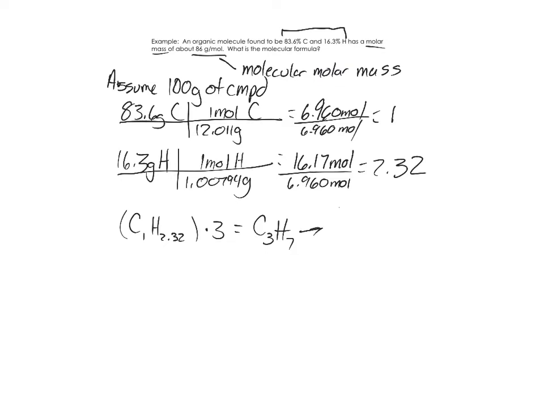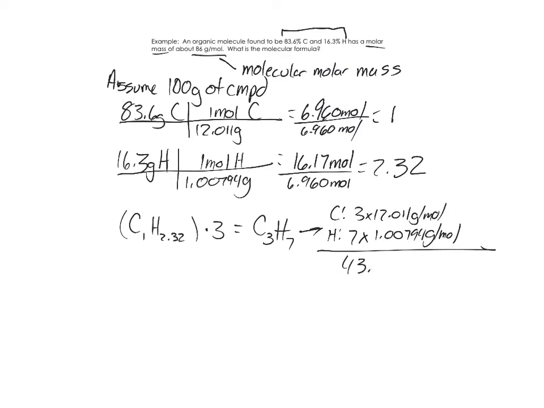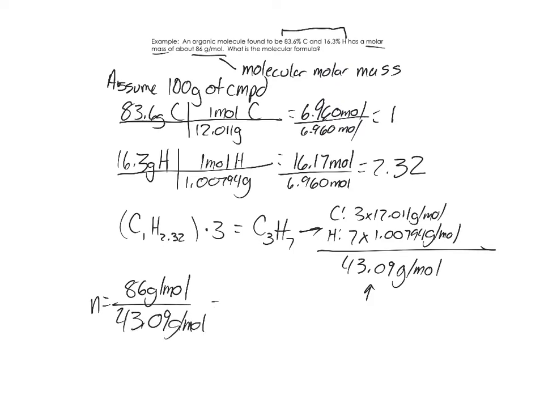Now we need to get the molar mass, the empirical formula mass. So here I calculate out carbon, which is 3 times 12.011 grams per mole. Hydrogen, which is 7 times 1.00794 grams per mole. Sum these guys up, and I end up getting 43.09 grams per mole. So this is my empirical formula mass. To get my N value, I take the actual molar mass divided by 43.09 grams per mole, and this ends up equaling 2.